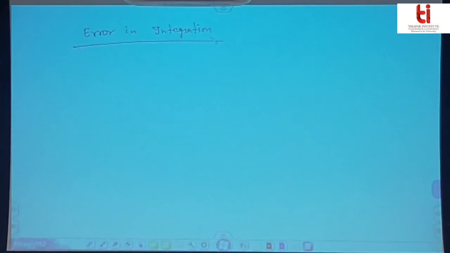Error in integration. When we are taking n equal to 1, how much error are we getting in the Lagrange interpolating polynomial for n equal to 1? Since we are approximating the function with the help of a polynomial, what polynomial are we using here? The Lagrange interpolating polynomial. So how much error do we get with the Lagrange interpolating polynomial? You know the error in Lagrange interpolating polynomial is what?